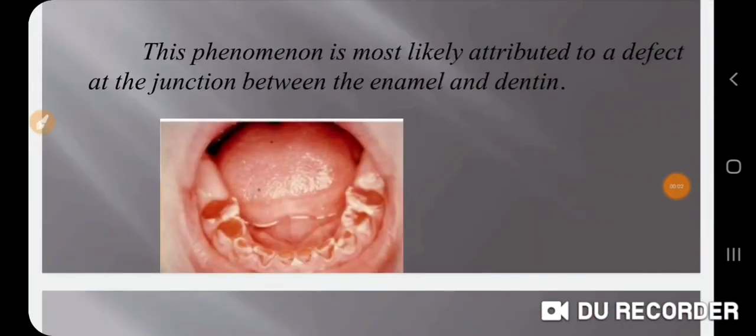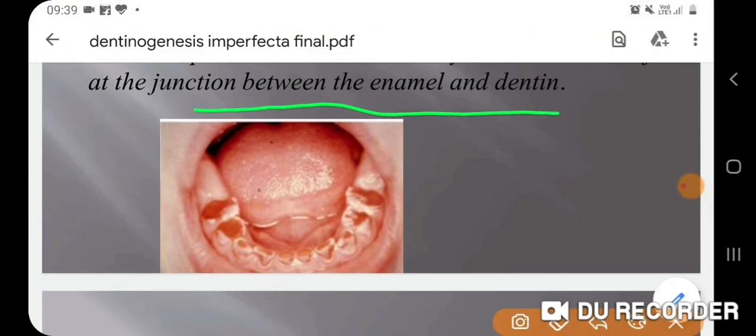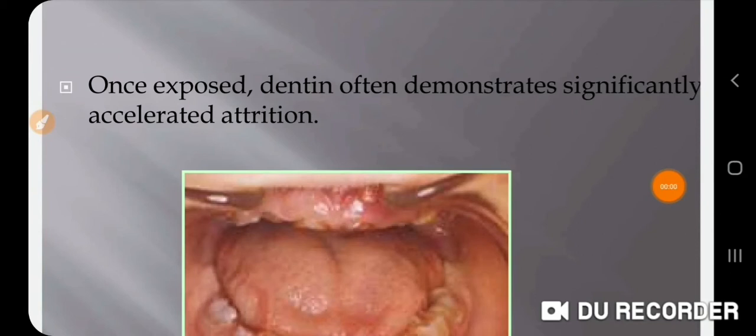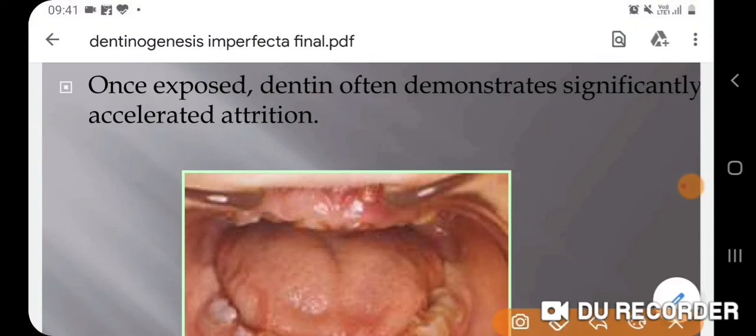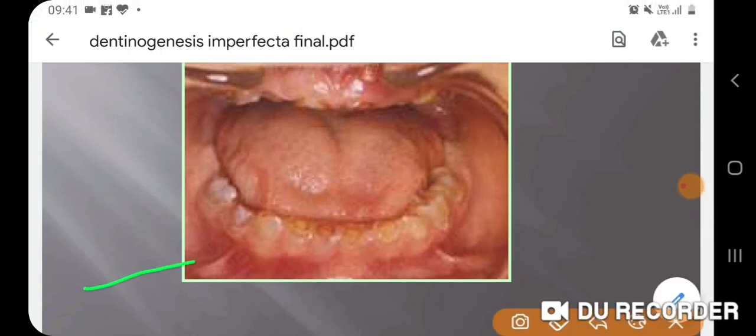The teeth erupt normally in the oral cavity, but the enamel chips out in 2 to 4 years. This phenomenon is most likely attributed to a defect at the junction of enamel and dentine, and once the enamel is chipped out, the dentine becomes exposed and demonstrates significantly accelerated attrition. Here we can appreciate the attrition.